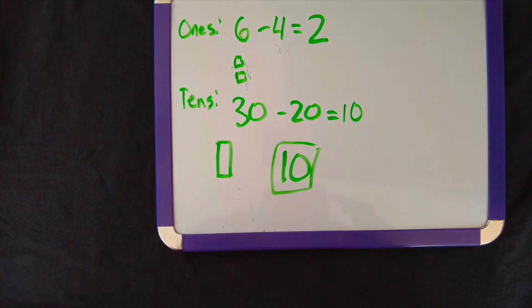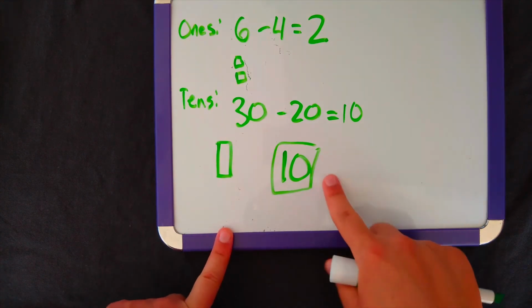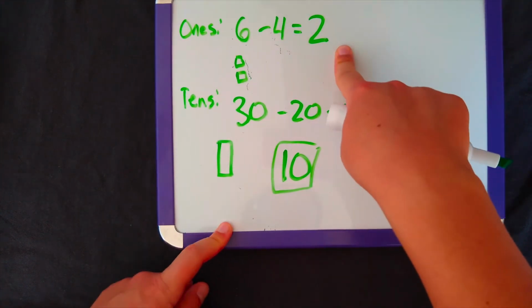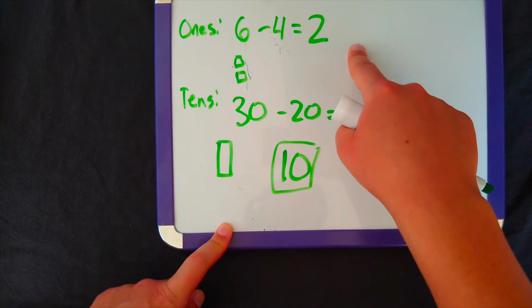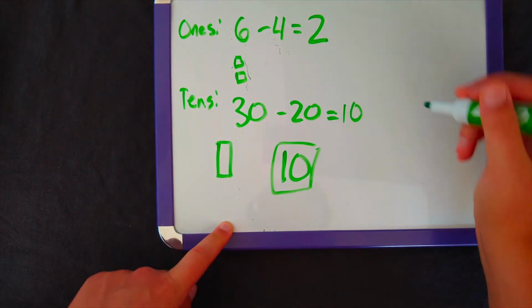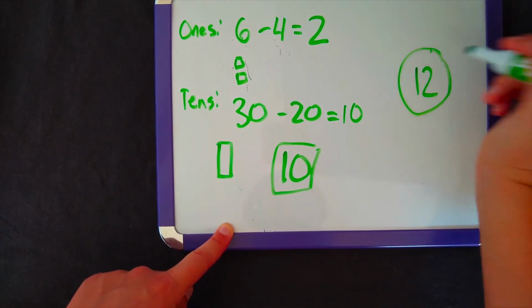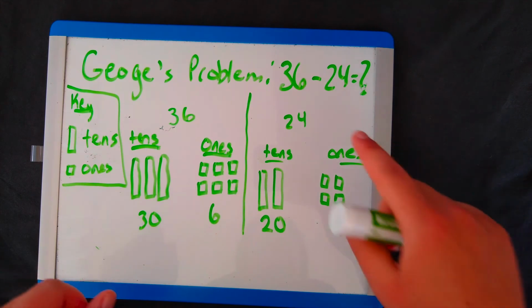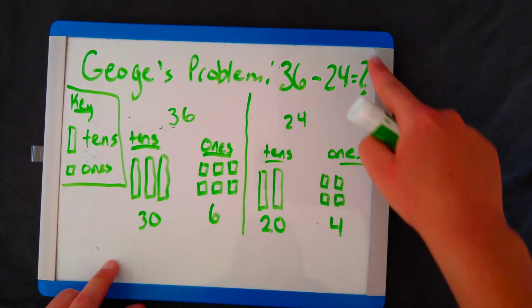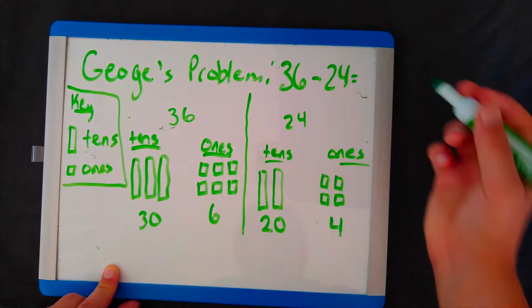Now the last thing we have to do is combine our 10s with our 1s. And so what is 10 plus 2? That's right, 12. And so we have George's problem, which was what is 36 minus 24? And it was 12.